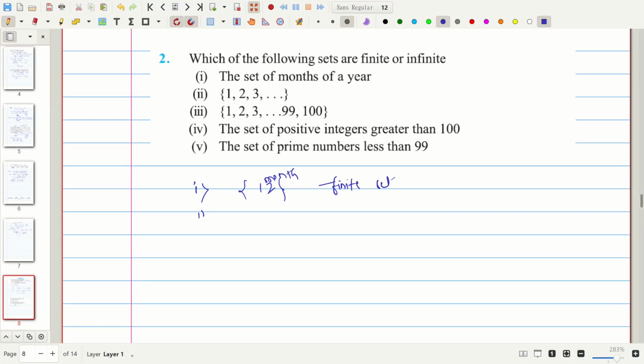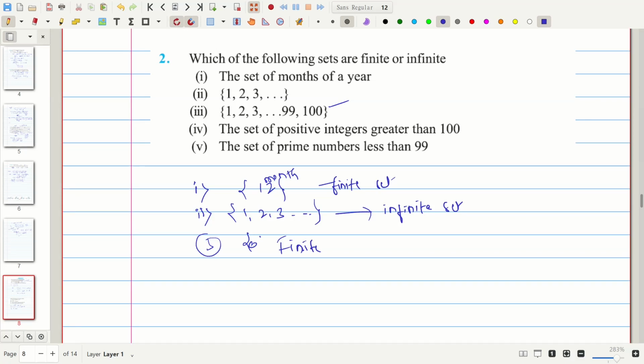The second one is 1, 2, 3 and so on. These are the natural numbers, which continue infinitely, therefore this is an infinite set. And the third one is 1, 2, 3, up to 99, 100. Here the range is well defined, therefore the third one is a finite set.